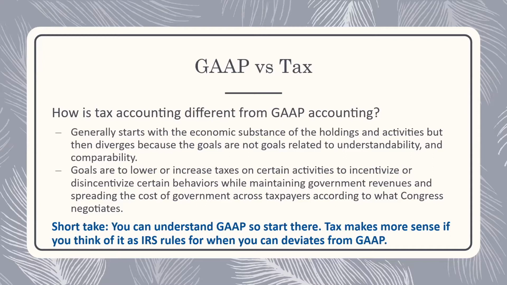So that's not based on an objective understanding of economic substance, right? That's based on essentially political deal making with some policy objectives sprinkled in, okay? So we start with GAAP. If you can understand GAAP, then you can understand tax as GAAP plus some weird rule, right? But if you don't ever understand GAAP, it's really hard to just understand the weird rules.